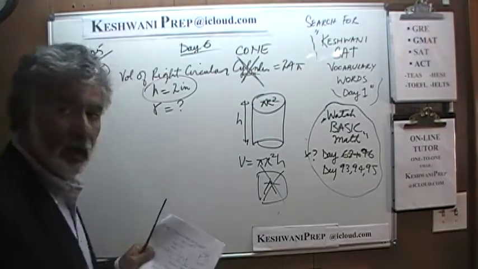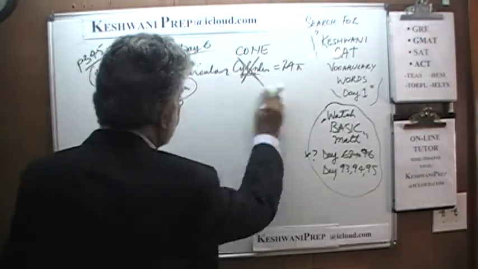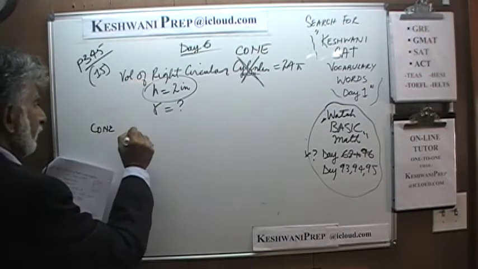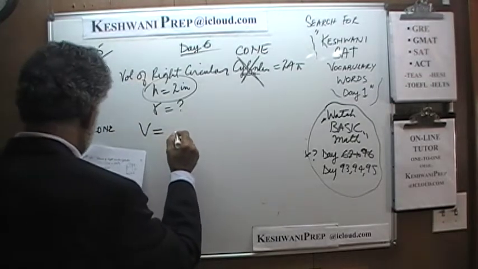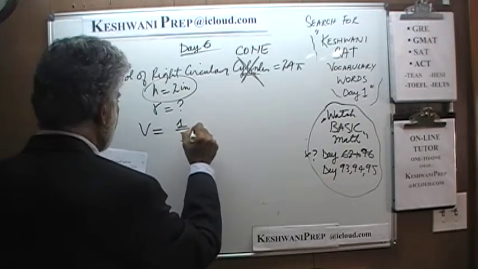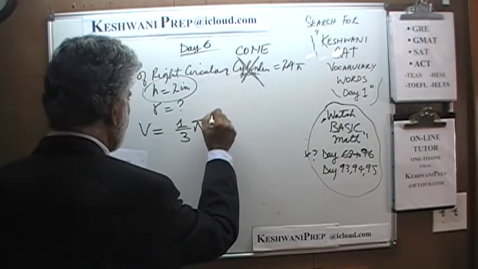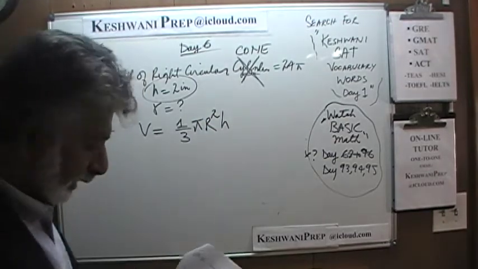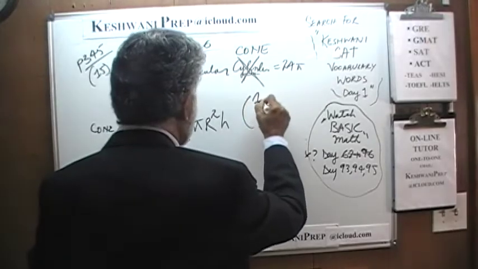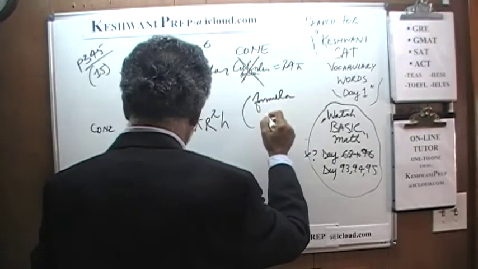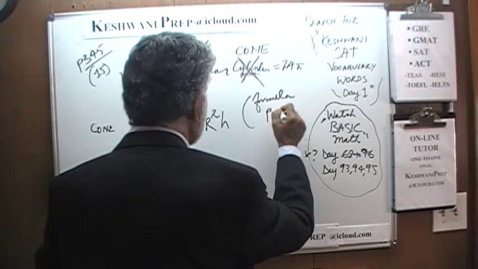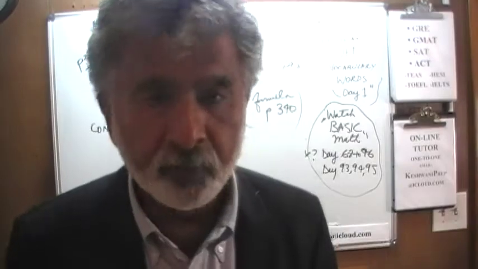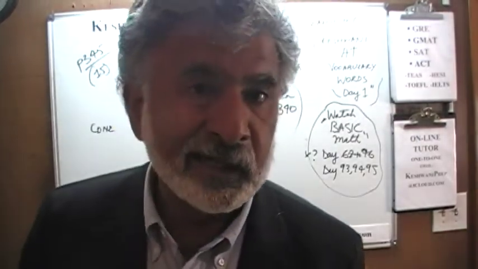Let's find out what the volume of a right circular cone is. And the formula for that, the volume of a cone, is equal to 1/3 pi r squared h. And this is not something you have to memorize. This is not something you need to know by heart. They give it to us. The formula is given to us on page number 340. This particular formula is given to us on page 340, and so are many other formulae.